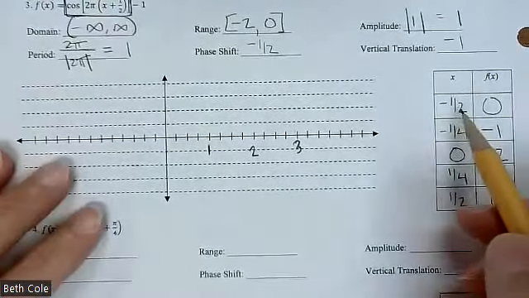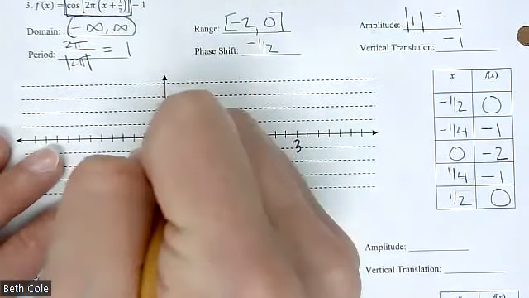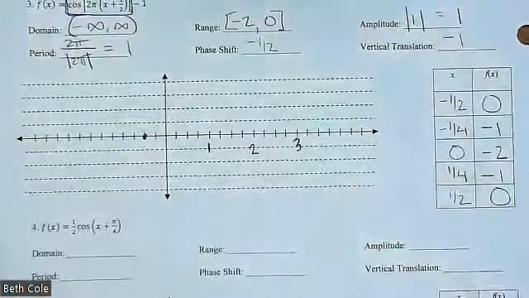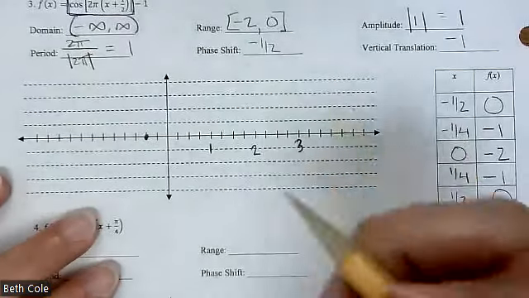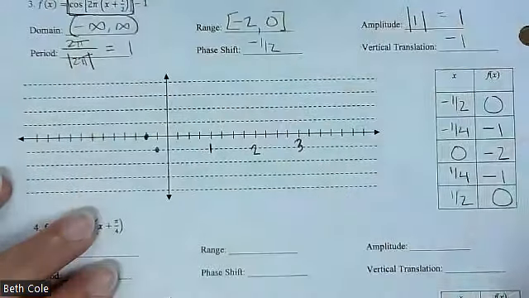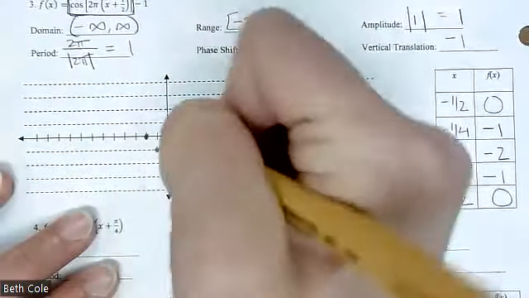And then we're going to plot everything. -1/2 would be this one. I want that to be 0. Remember, each tick mark is a fourth. -1/4 would be -1. That's right here. 0 is -2. And then -1, and then back to 0.